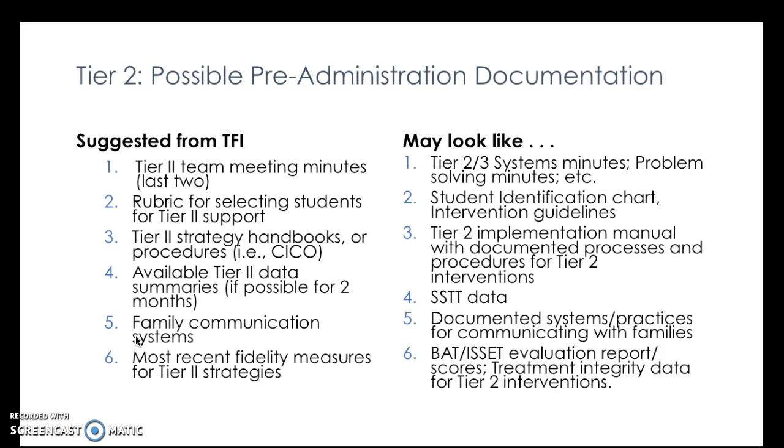At Tier 2, your documentation might look like Tier 2-3 meeting minutes, problem-solving minutes, student identification charts, intervention guidelines, an implementation manual with documented processes, any intervention data that you might have, any documented systems and practices for communicating with families, and then again, any past evaluation reports.